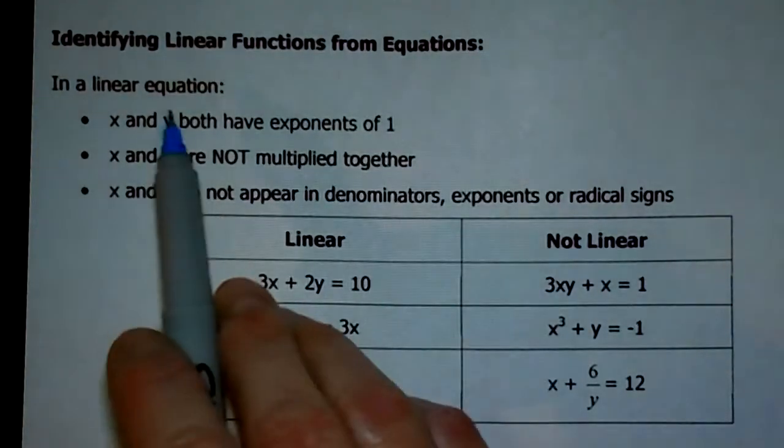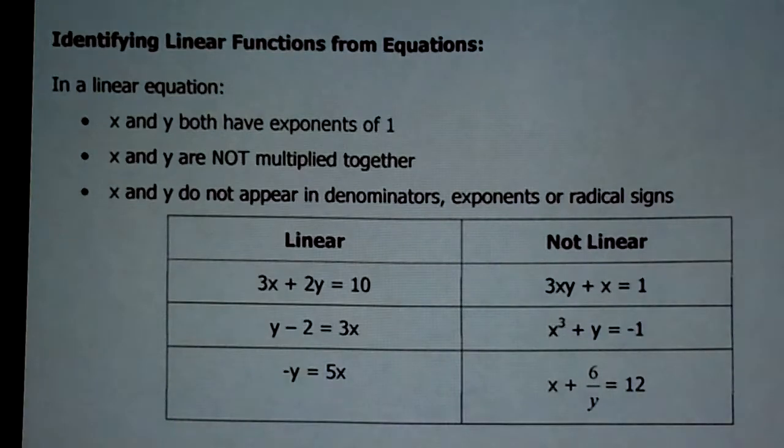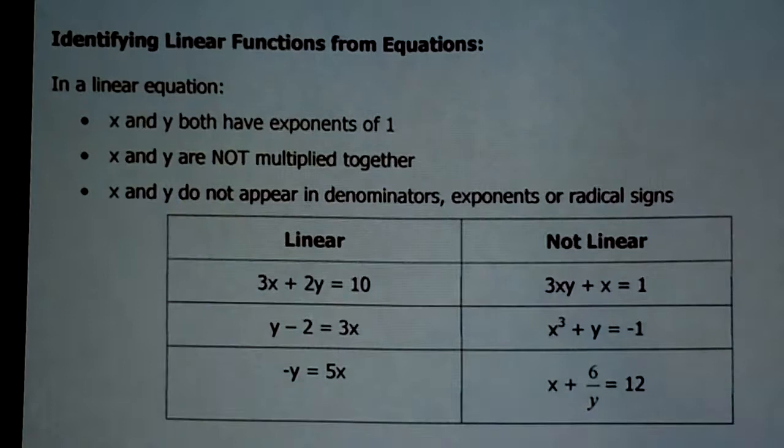If an equation is linear, x and y will both have exponents of 1. And you've learned that if it's an exponent of 1, we don't write the little 1. So you might look at it and say, well, x and y don't have an exponent. That's the same thing as them having exponents of 1. Also, x and y should not be multiplied together. So they need to be separate terms. You cannot have the x next to the y. That's not going to be linear.